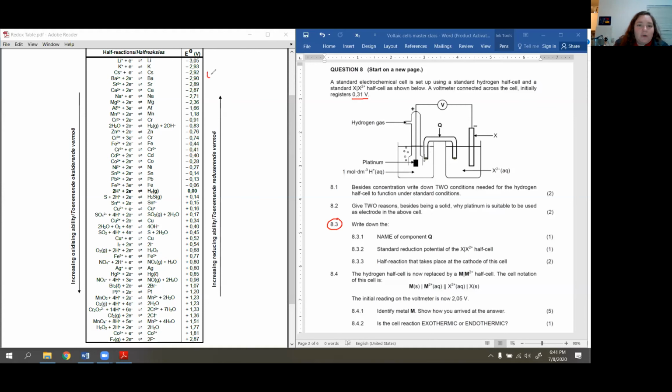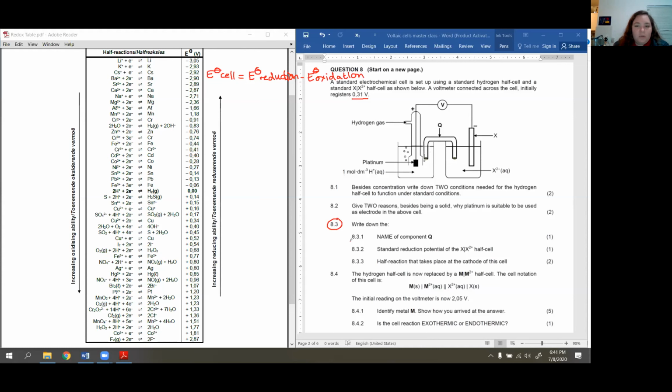So remember here, your equation is that the E theta cell is equal to E theta reduction minus the E theta oxidation. And the theta stands for standardization. So this theta is what tells us that we're going to have our temperature, pressure, concentration that was mentioned. Please note you could also write E theta oxidizing agent minus E theta reducing agent, or E theta cathode minus E theta anode. All of those are acceptable.